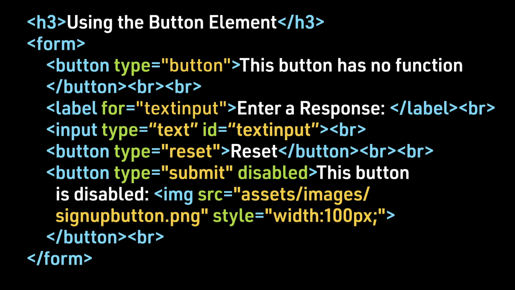The reason the button element was created was to give developers more flexibility in the design of their buttons. Whatever is between the button opening tag and the button closing tag becomes part of our button. So this may include an image. It may include longer text than what would be appropriate for the value attribute when using the input element.